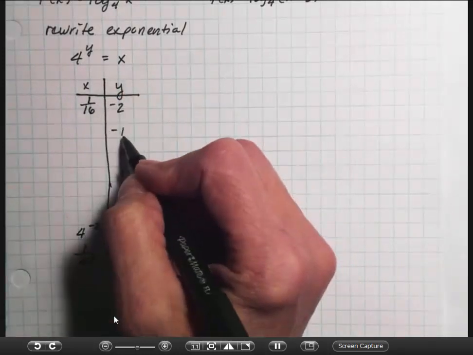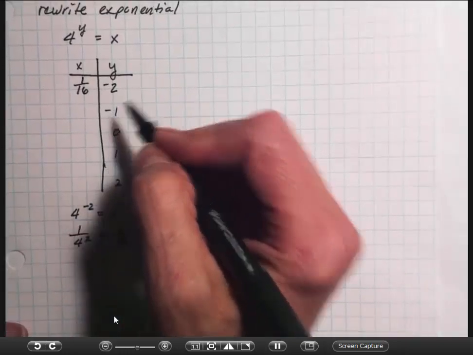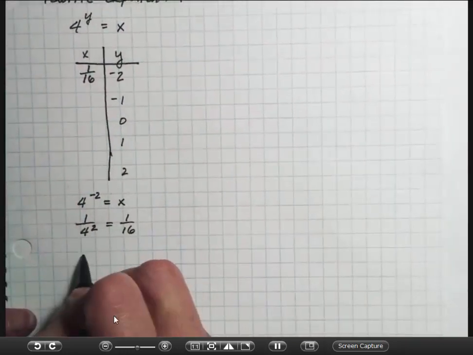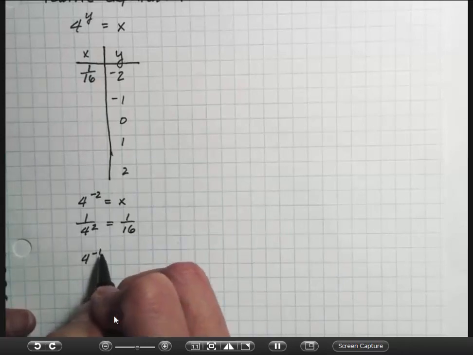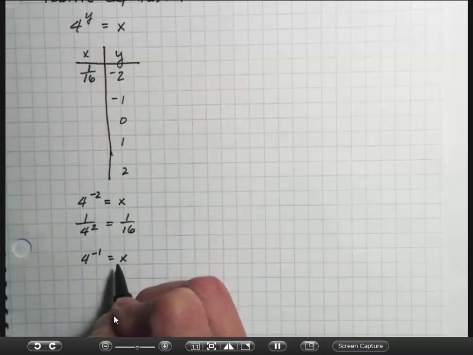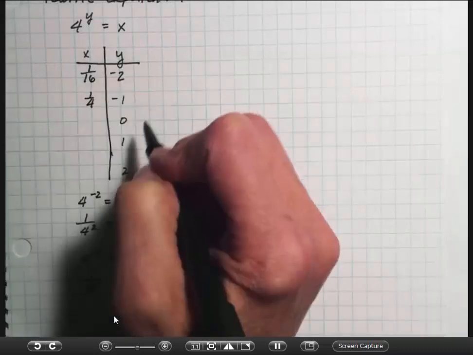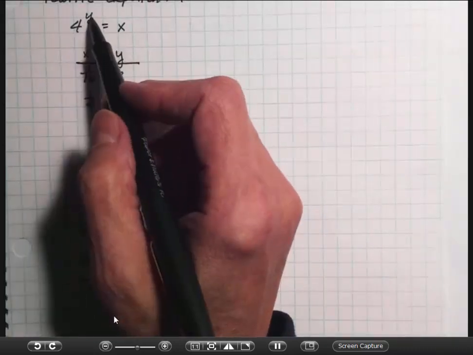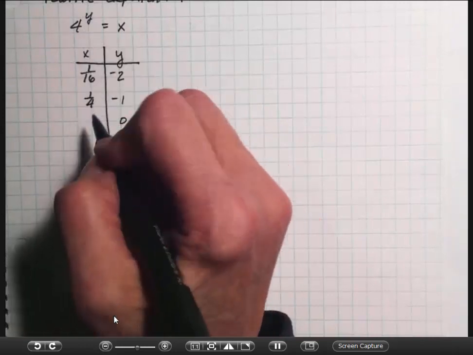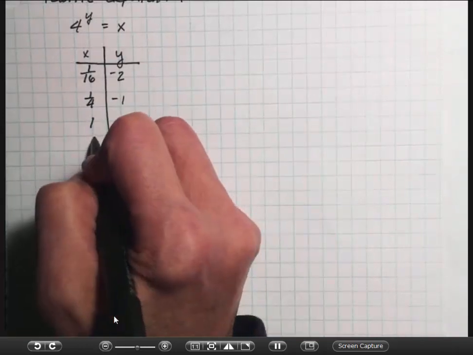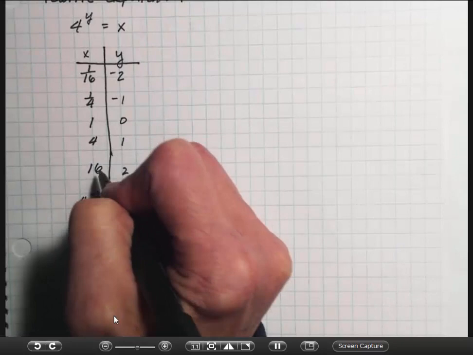I'm going to do the same thing for when y is equal to -1. So I have 4 to the -1st is equal to x. So 1 over 4 to the 1st is equal to x. So it's 1/4. Then I have 0. If I put 0 in, anything to the 0 power is always 1. And then we have 4 and 16.